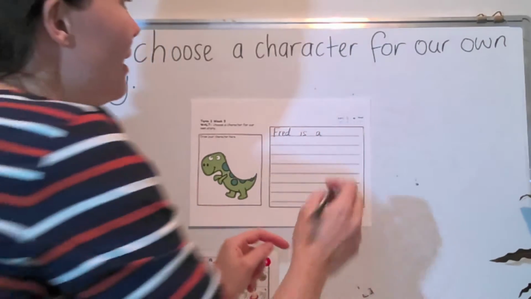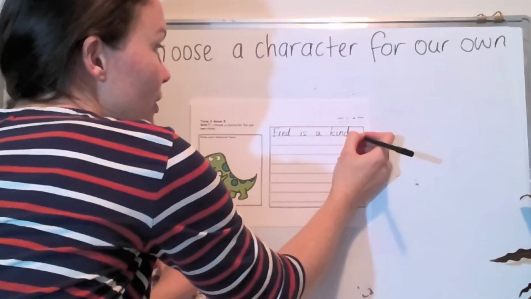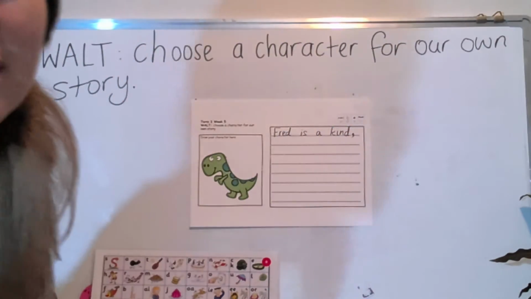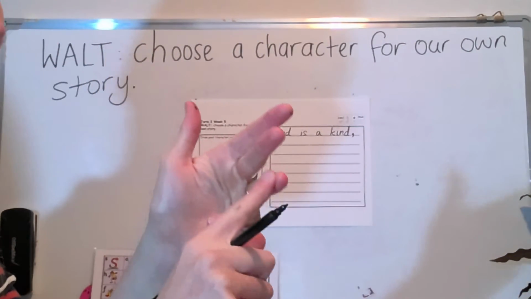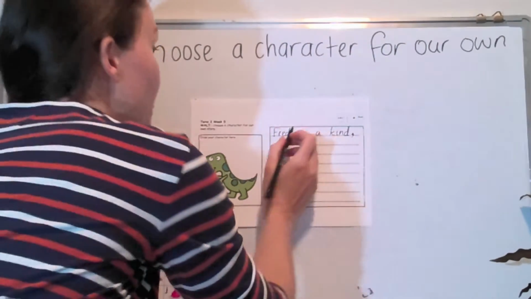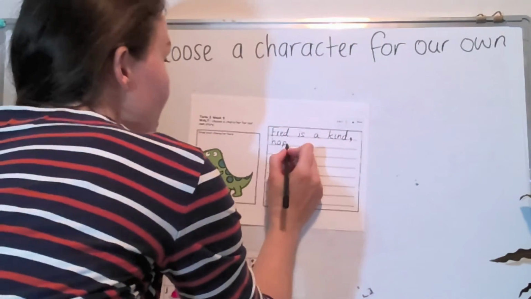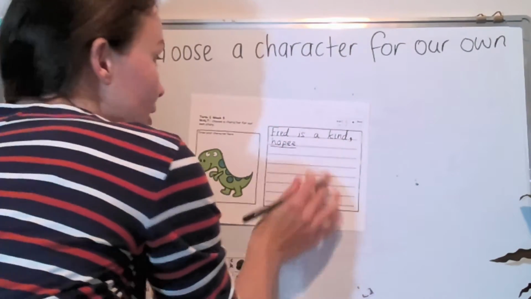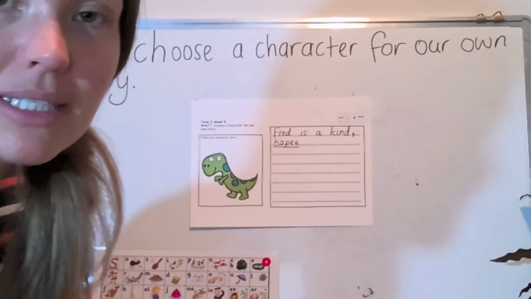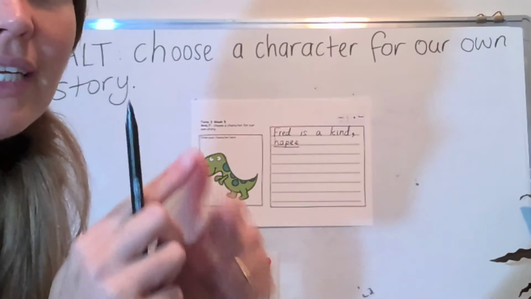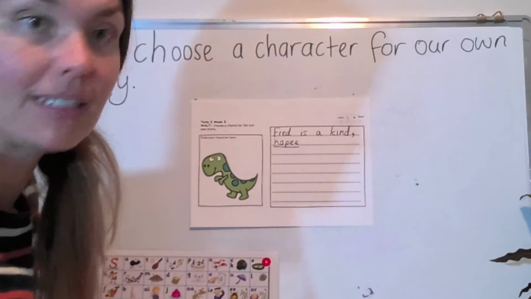Fred is a kind. I'm going to put a comma here for those children who are challenging themselves to write lists. So Fred is a kind, happy. How have I written happy? Happy. And I'm underlining it because I've estimated those sounds. I think that's right. I've used my sounds. I can check it later. Fred is a kind, happy, and lovely dinosaur.